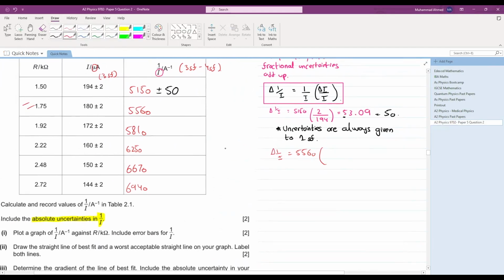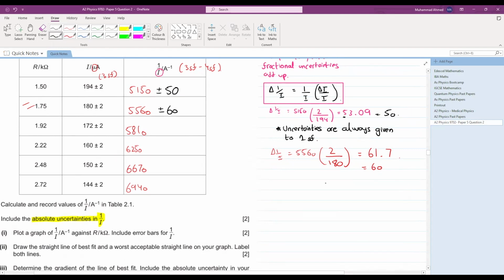What is the absolute uncertainty in current? 2. What is the value of current? 180. Can I calculate this? Yeah. Let's just change the values in the fraction. 194 becomes 180 and 5150 becomes 5560. I am just telling you so that you know how to do it in the calculator. This comes out to be 61.7. Again, you have to give uncertainty still to one significant figure. This will become plus minus 60. Simple.